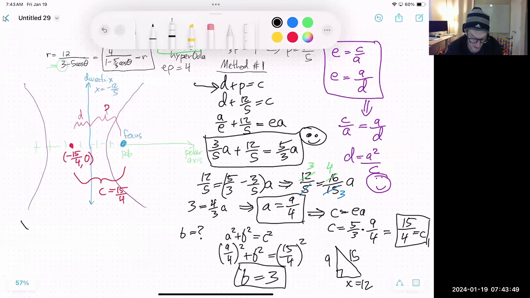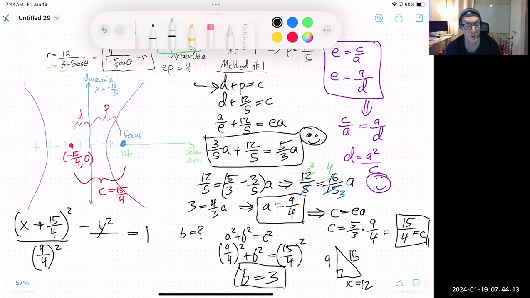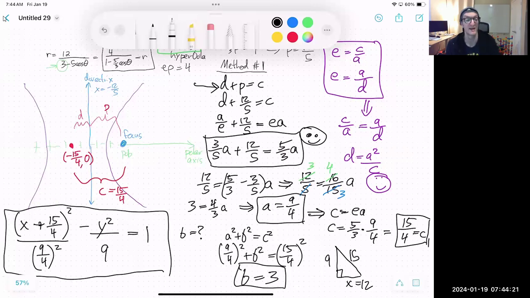Yes, I can. This is going to be a horizontal hyperbola, x plus 15/4, because we're moving 15/4 to the left, minus y squared, and the x coordinate has been stretched by a factor of 9/4. So this is over 9/4 squared, and the y coordinate has been stretched by a factor of 3. All right, believe it or not, this ugly equation right here is the rectangular equation of this hyperbola.